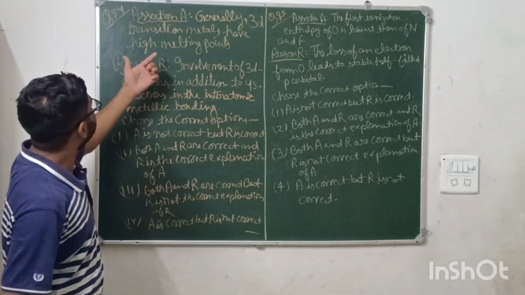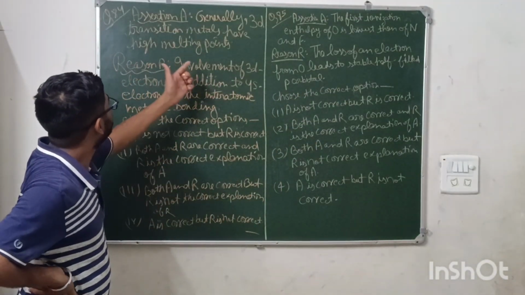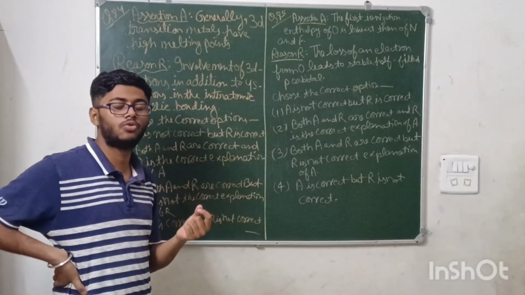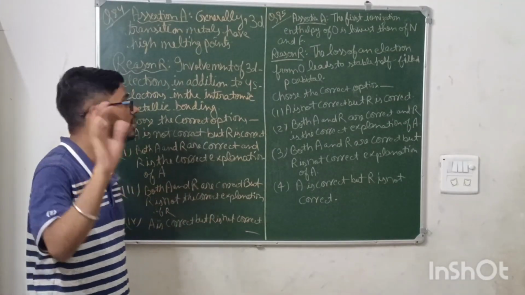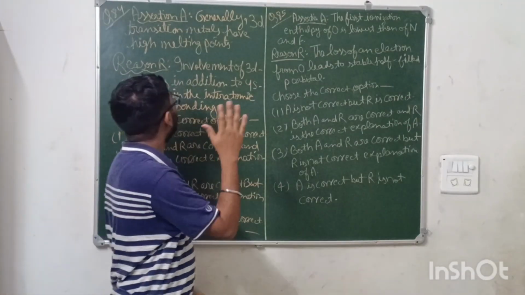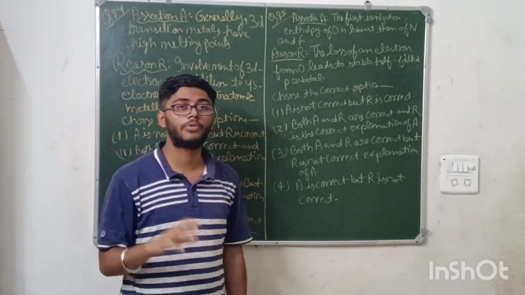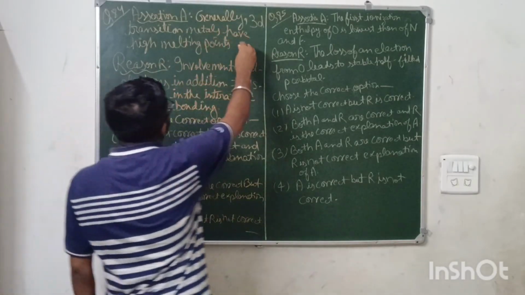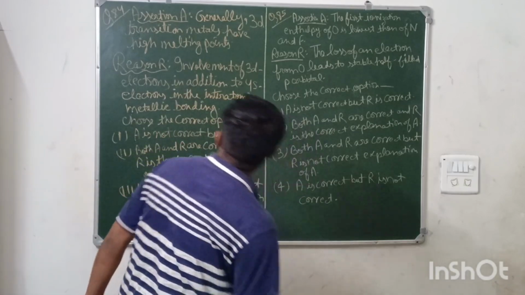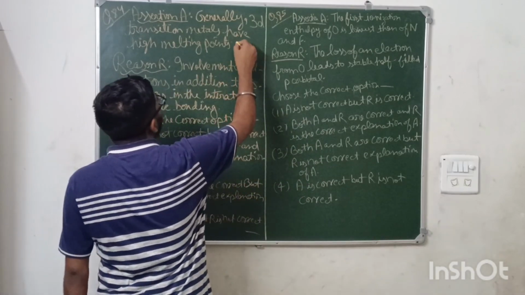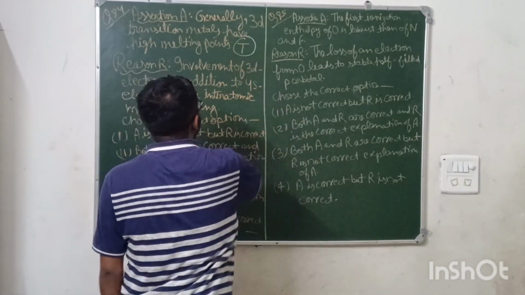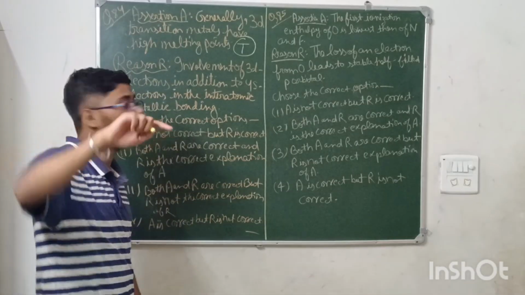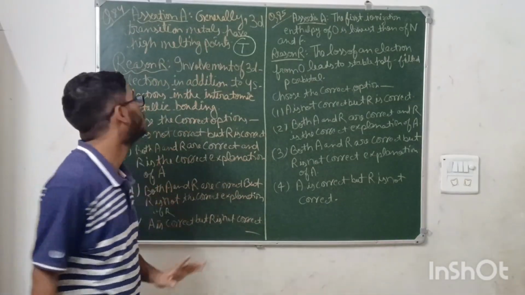It is saying generally 3D transition metals have high melting point. Yes, this is true, because whenever we write the order for the melting point, 3D generally comes forward. So this statement is true, that 3D transition metals have a very high melting point. If you remember that pyramid type table, the 3D elements came on the top.